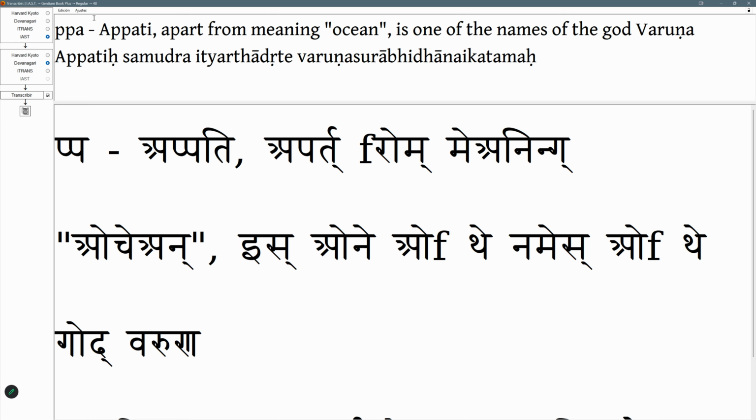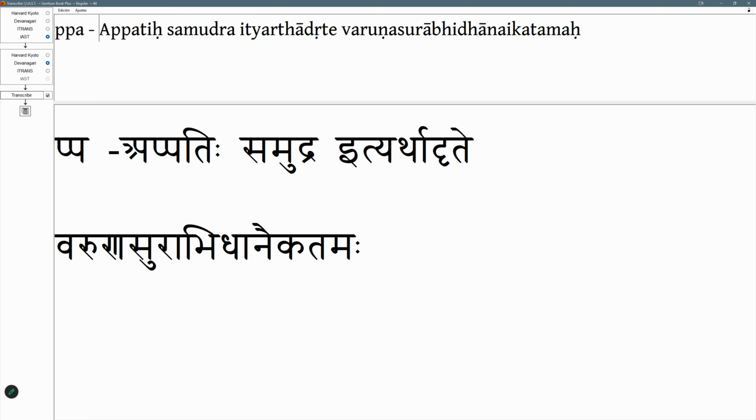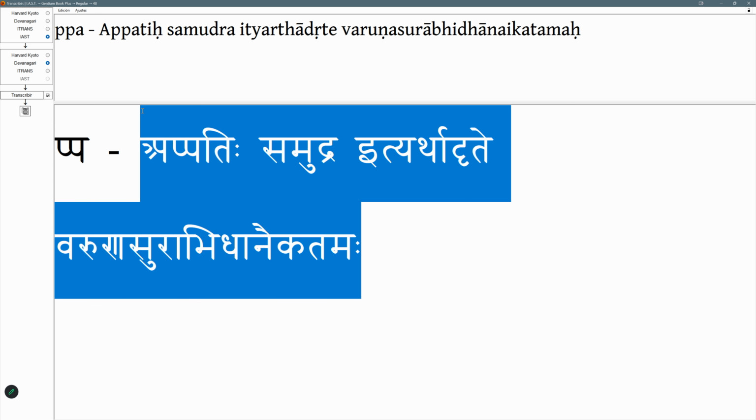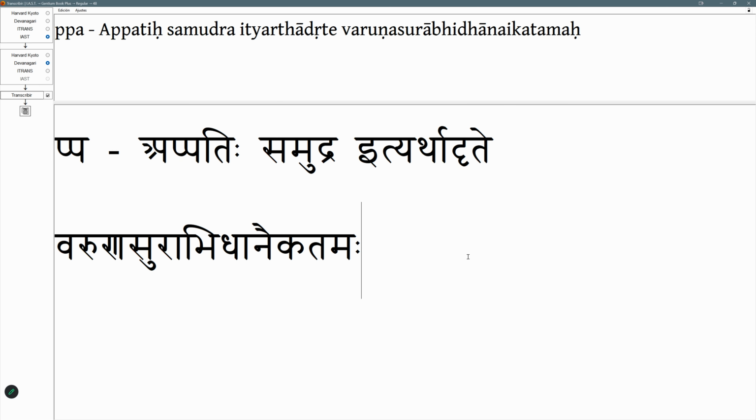So, I had to remove all this because people cannot see Sanskrit. Now, Sanskrit. Apati. Samudra iti, ekatamah. Abhidhana. Nama, name. Abhidhana, name. I like abhidhana more than nama. Nama is a complicated word you have to know how to use, or you can have problems.